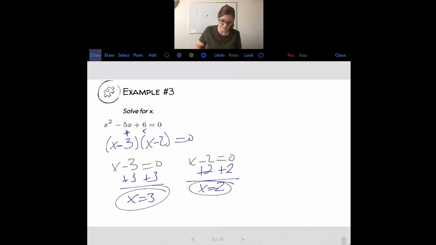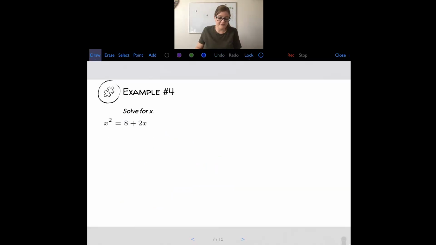Okay. Solve for x. So here we have x squared is equal to 8 plus 2x. If you're going to solve by factoring, all of your terms need to be on one side, and then the other side needs to be equal to 0. So you want this to be set equal to 0 when you're solving by factoring. Okay, so I'm going to move over the 8 and the 2x.